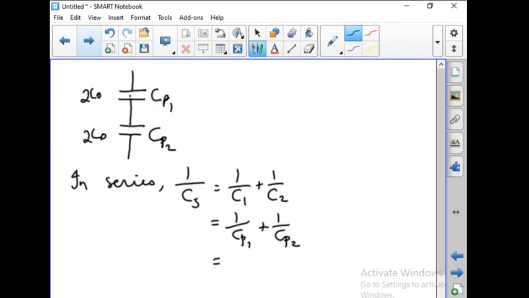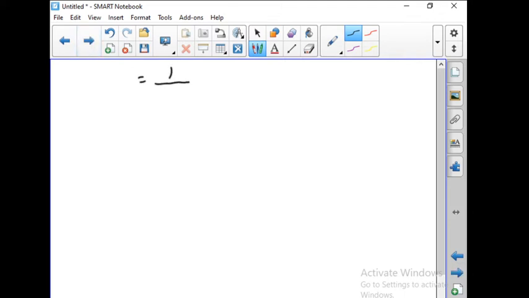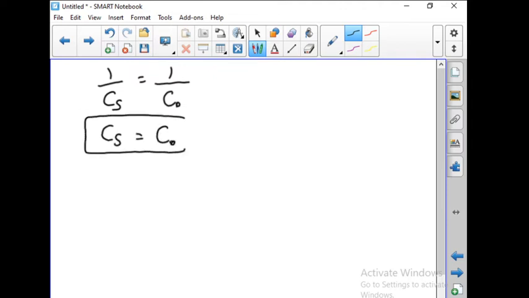What is the value of Cp1? It is 1 by 2C0 plus 1 by 2C0. Half plus half is equal to 1 by C0. So this is the value of 1 by Cs. Therefore, what is the value of Cs? It is equal to C0. So this is the equivalent capacitance of this combination.